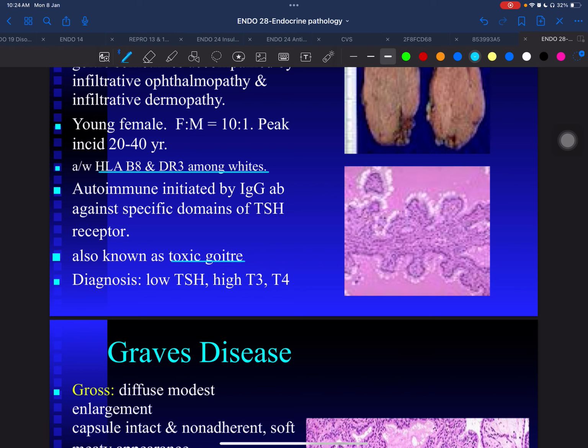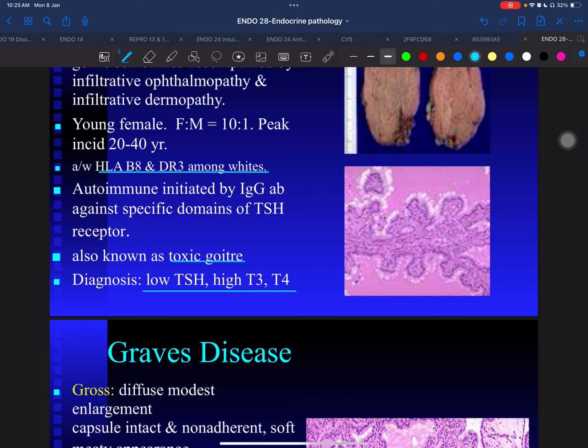What do you call that? Proptosis, right? Proptosis, okay? And another name for Graves' disease is also known as toxic goiter, because it has so much thyroid hormone because of the high T3 and T4. So there'll be low TSH in the negative compensatory mechanism, right? If the T3 T4 is high, TSH will be low.